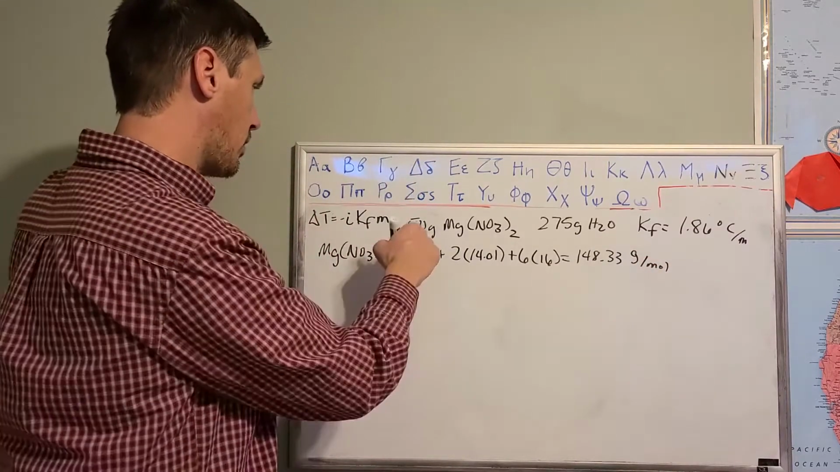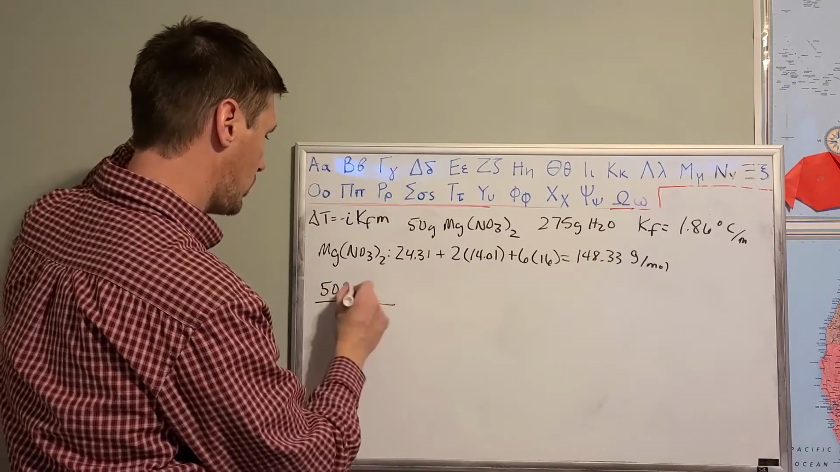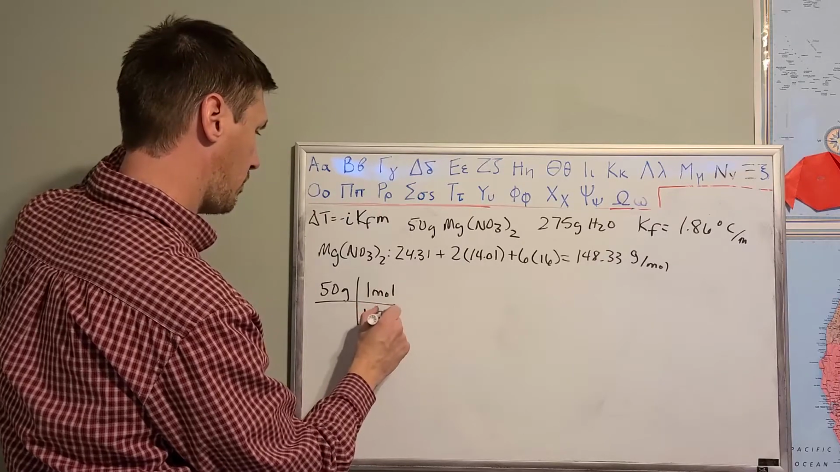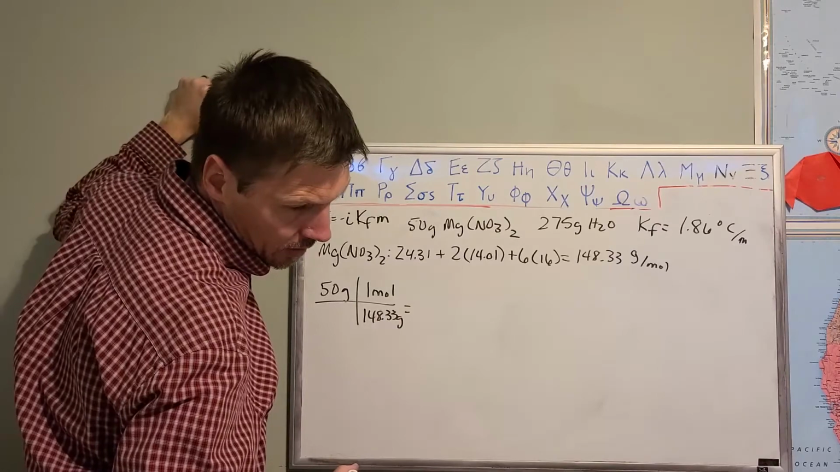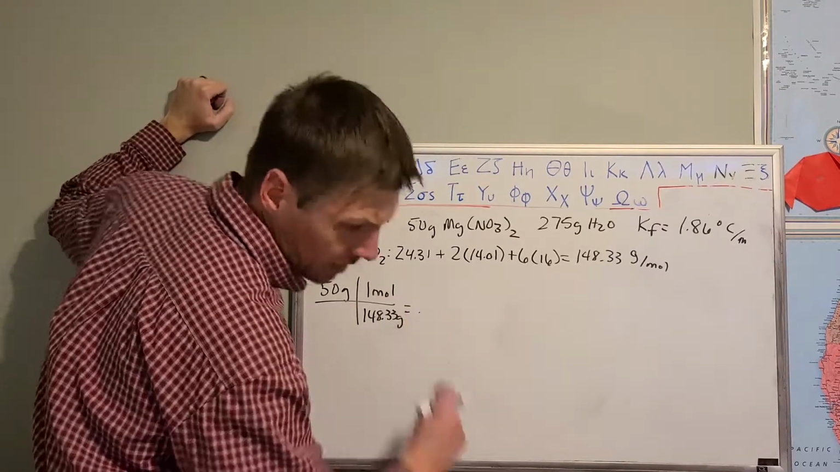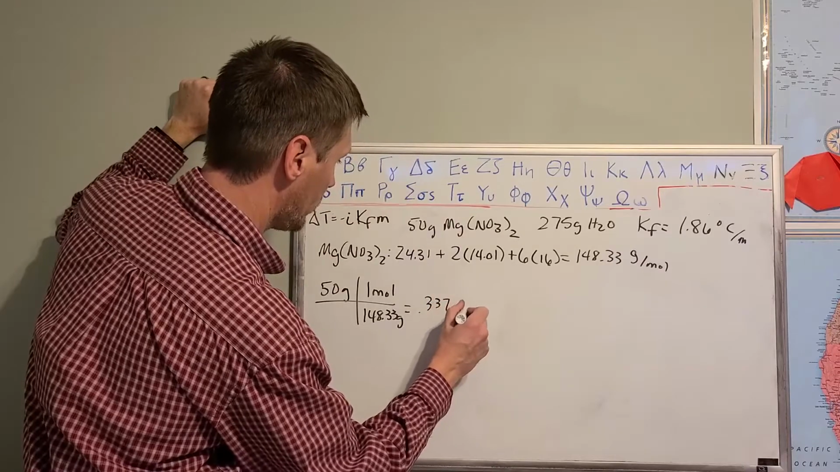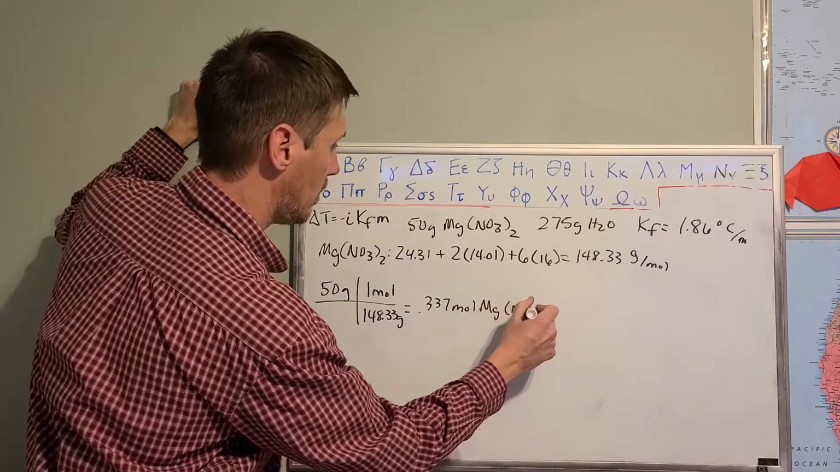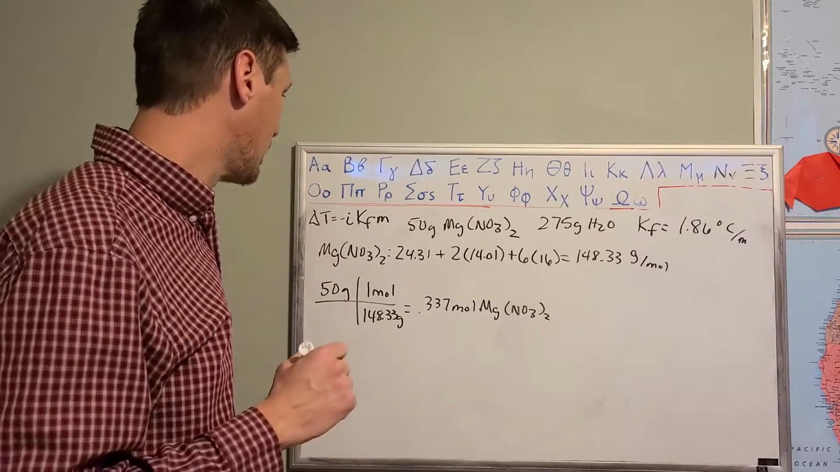All right, so now let's convert 50 grams to moles, because for 1 mole, we have 148.33 grams. That gives us 0.337 moles of Mg(NO3)2. All right, so we need that.